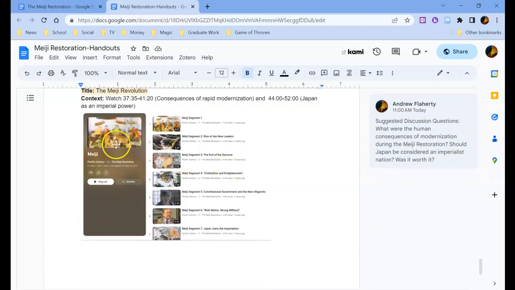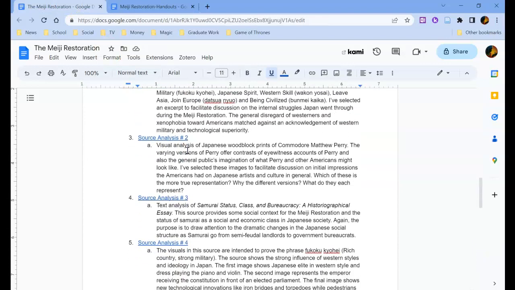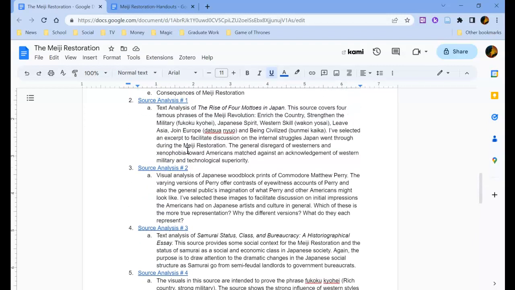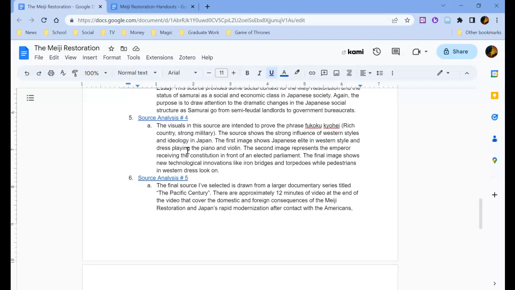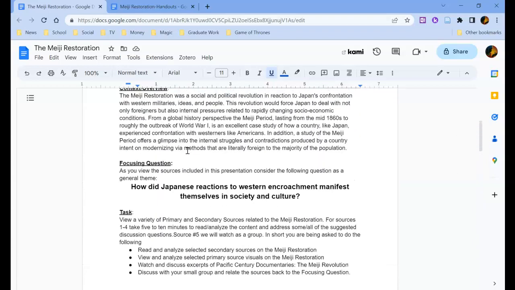And then the final source, as I discussed, was the source we viewed that Professor Lee provided us, showing the consequences of rapid modernization, and then again, Japan as an imperial power. The idea for these sources is that the students or the class, the group, would take roughly 5 to 10 minutes per source to discuss and ultimately relate them back to our focusing question of how those changes and those reactions pop up in Japanese culture.